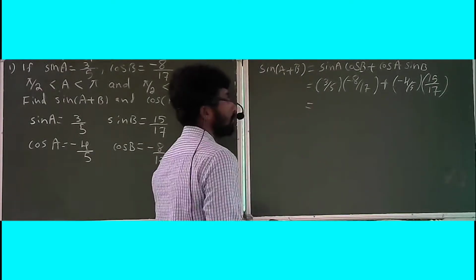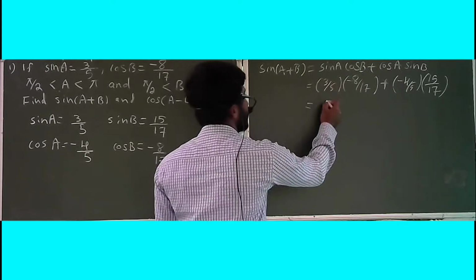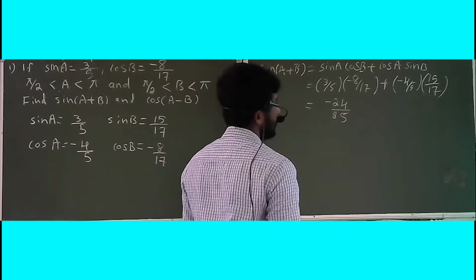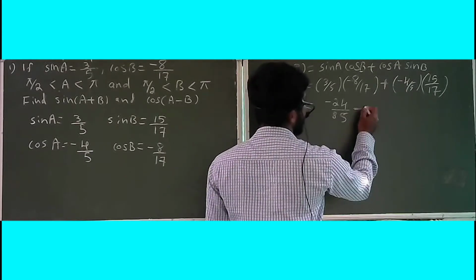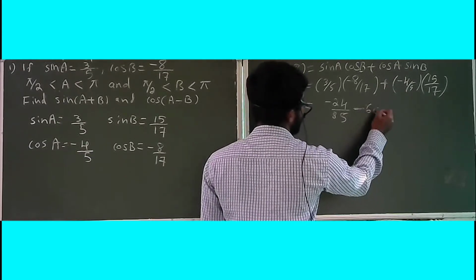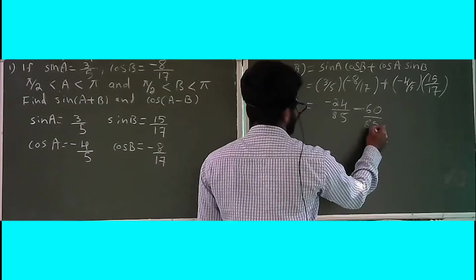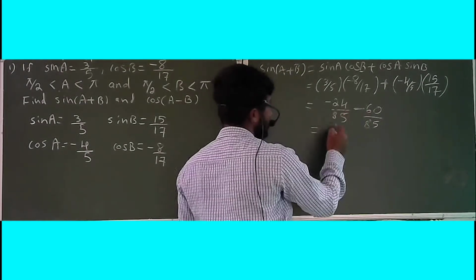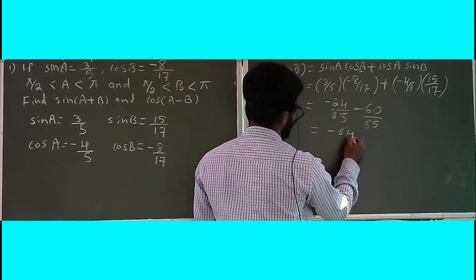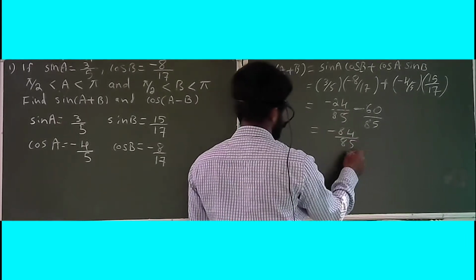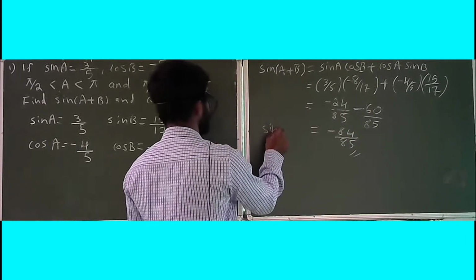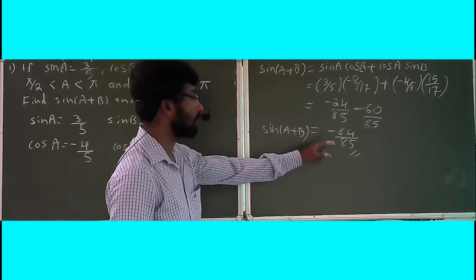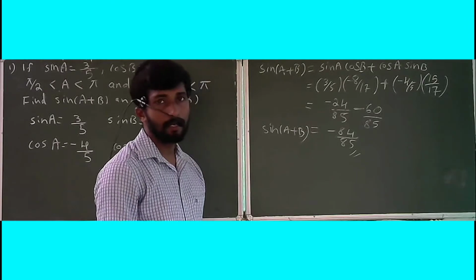It's equal to minus 8 into 3, minus 24, divided by 17 5s are 85. You can see here minus 15 4s are, it's equal to 60 divided by 85. It's equal to minus 24 minus 60, minus 84 divided by 85 is the answer for sin of A plus B. Okay. Sin of A plus B is equal to minus 84 divided by 85.